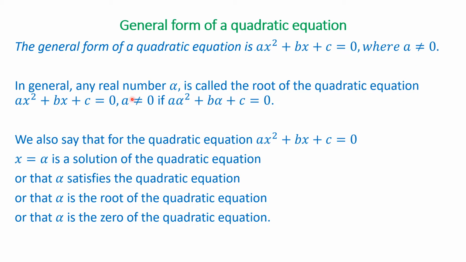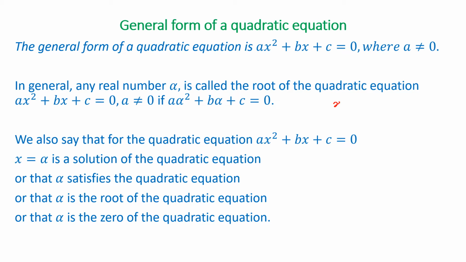In general, any real number alpha is called the root of the equation if when I substitute alpha in the quadratic equation, my left hand side is equal to right hand side. That is, if I substitute alpha, this is going to become a into alpha square plus b into alpha plus c is equal to 0. Let me just give you a simple example.